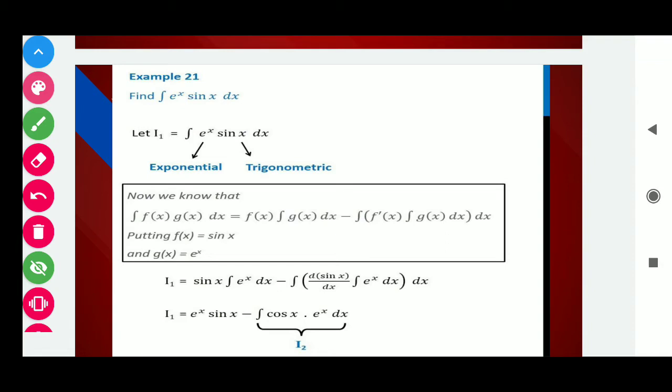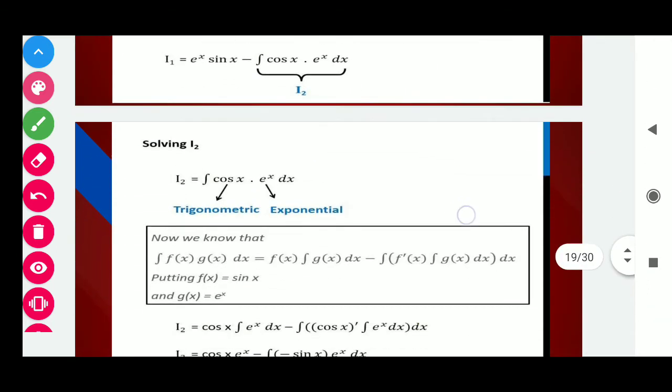So again we select u and v and after that apply the formula of ELATE. So students, say this integral as I2. I2 is equal to integral of cos x into e raised to power x. Here cos x is the trigonometric function, e raised to power x is the exponential. So in this way cos x is u and e raised to power x is v. Now apply the formula of integration by parts.